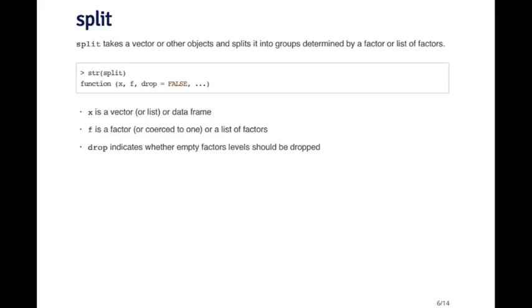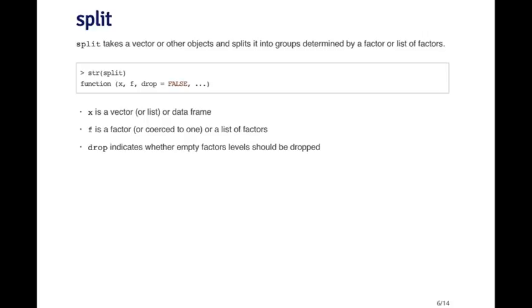tapply is useful because it splits up a vector into little pieces, and it applies a summary statistic or function to those little pieces, and then after it applies that function, it kind of brings the pieces back together again. So split is not a loop function, but it's a very handy function that can be used in conjunction with functions like lapply or sapply. And so I just want to mention it here.